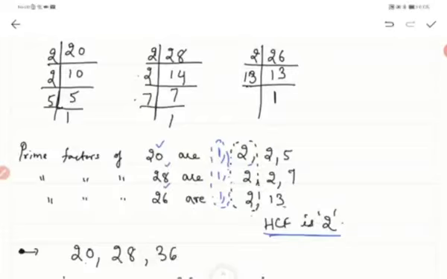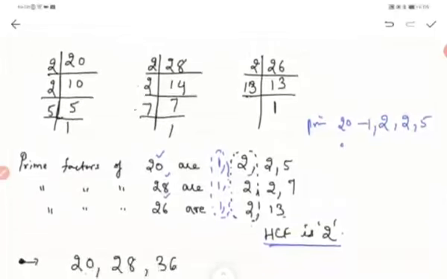So 20 we already did. What are the prime factors of 20? For 20 we got prime factors as 1, 2, 2, 5, isn't it? What about 28? 28 also we did. For 28 we got prime factors 1, 2, 2, and 7.